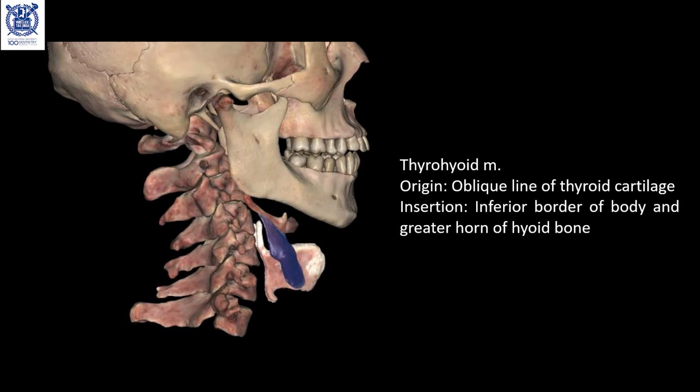The thyrohyoid muscle depresses the hyoid bone and elevates the larynx and thyroid cartilage, drawing them together. By controlling the position and shape of the larynx, it aids in making sounds. It is supplied by the superior thyroid artery.